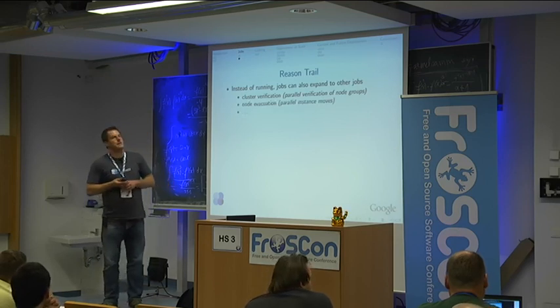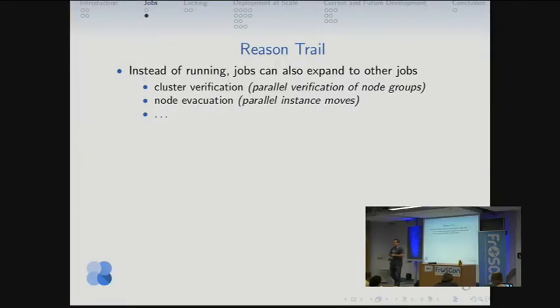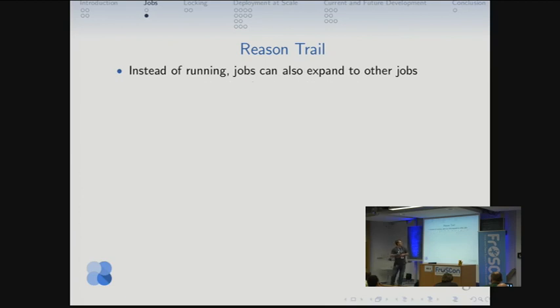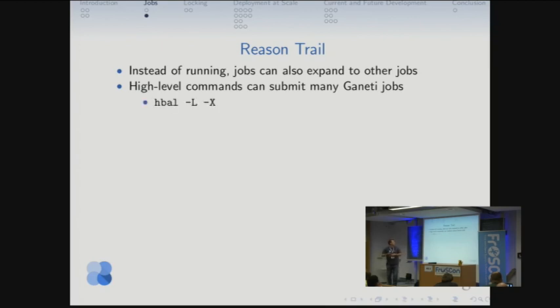Another typical command that expands to a lot of jobs is node deprecation. You tell Ganeti, please get this node free of instances because it failed in a hard way. Please start the instances on the corresponding nodes. And then that expands to a lot of jobs that can run in parallel, like for every instance you get one job. So jobs can expand to other jobs. And also you have a lot of high-level commands that submit lots of jobs to Ganeti. One we've already seen, balancing the cluster, that usually involves moving a lot of instances around. And that's all done by submitting more jobs.